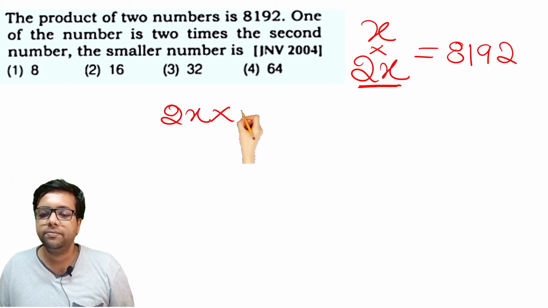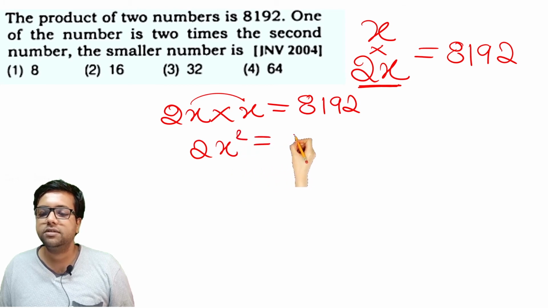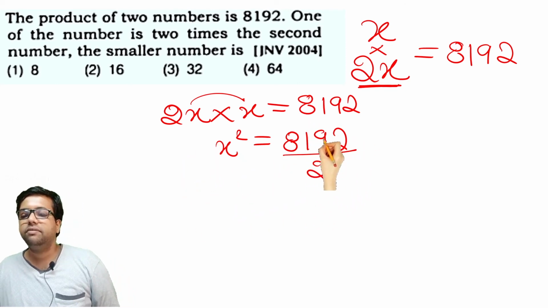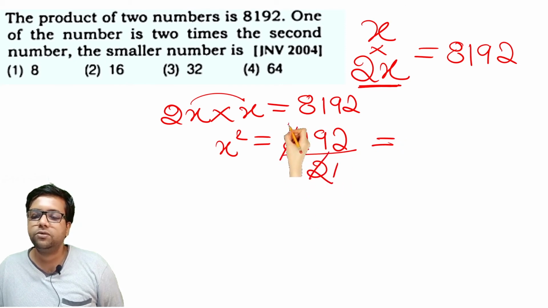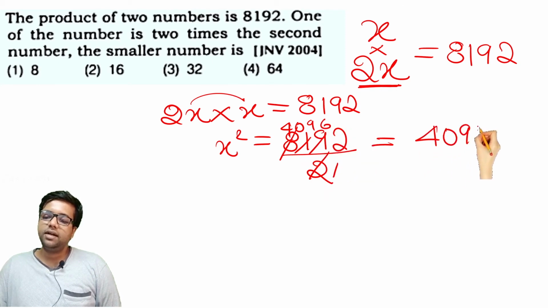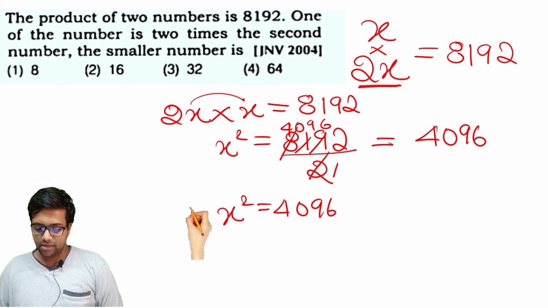2x into x is equal to 8,192. 2x into x will become 2x square is equal to 8,192, and this 2 will go to the denominator, and we will divide this. 2 1s are 2, 2 4s are 8, 1 can't go, put a 0. So 19 is there, 2 9s is 18, 1 is remaining, 2 6s is 12. 4096 will be the x square value.